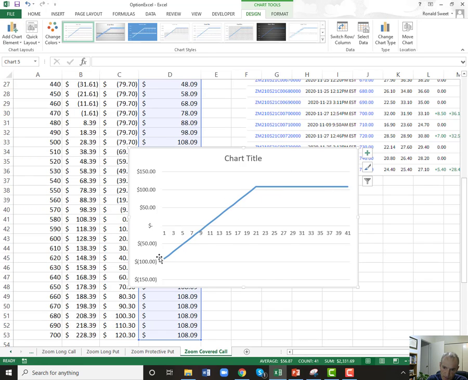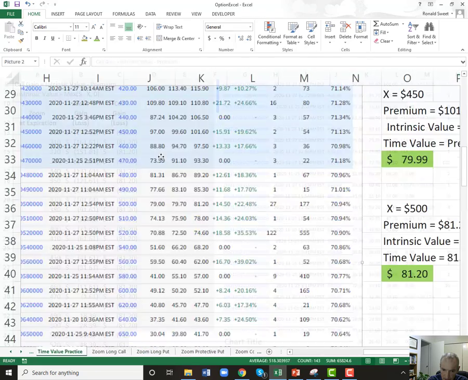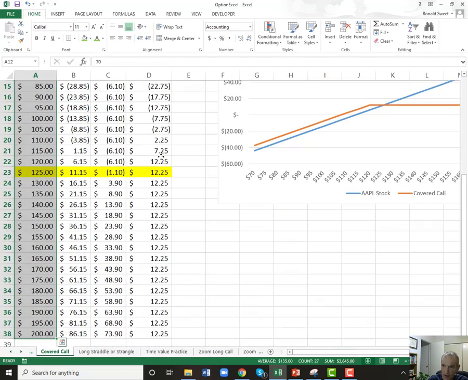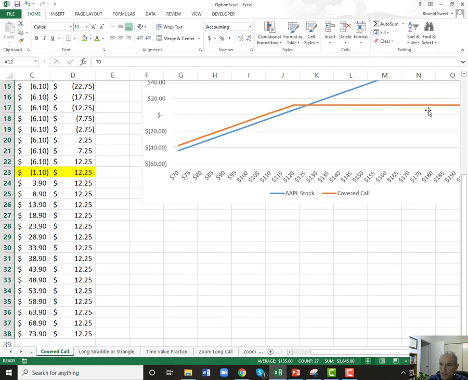So if you lose money, you lose money. This looks a little more interesting when you have the stock there on the side. So when the stock falls, you don't lose as much money, but at some point you stop making money. So there's the covered call there. We did a covered call for Apple. Remember that? So you can see it against the stock.